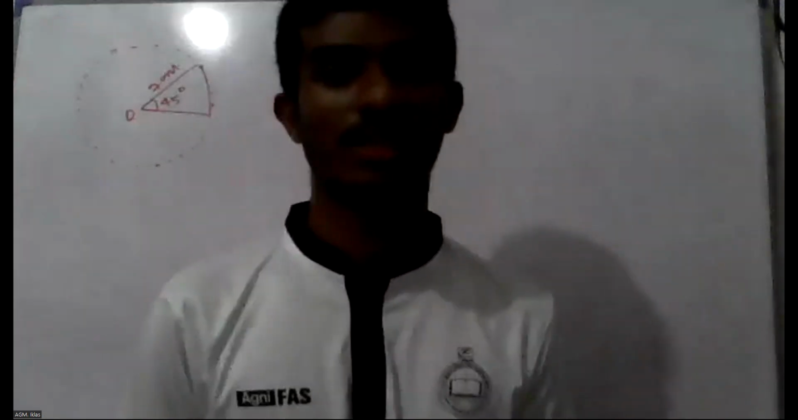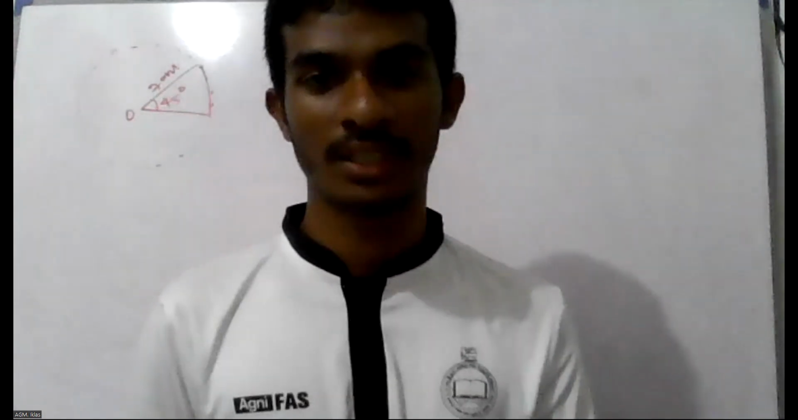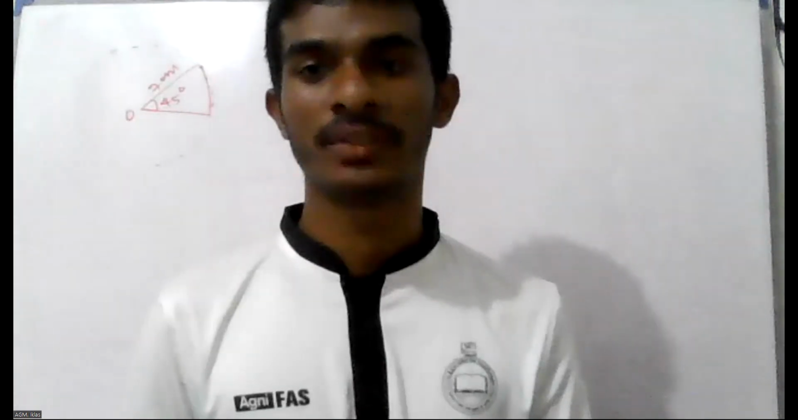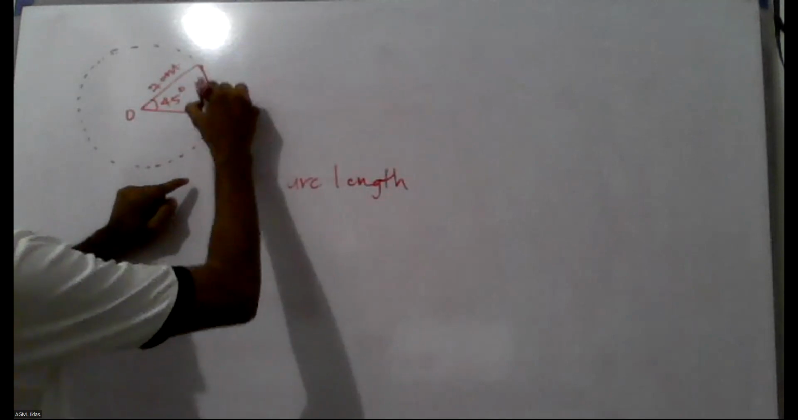So the first question says, what fraction of the circumference of the circle in the figure is the arc length of the shaded sector? So they asked to find the arc length. You know, there are two confusions. Okay, you have to be very careful. If we are asked to find the arc length, you need to only find this length.